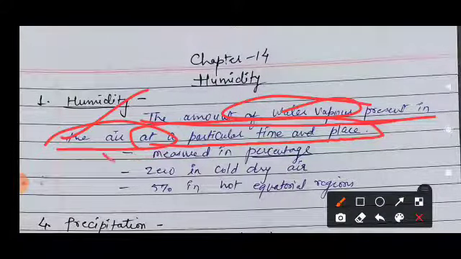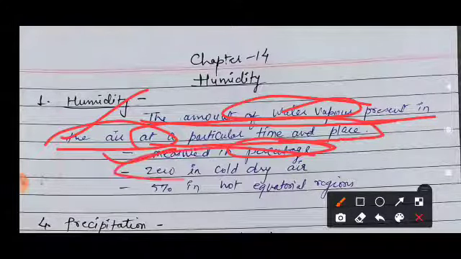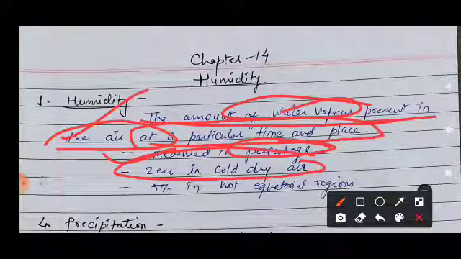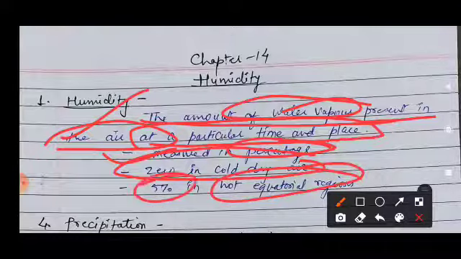Then how can we measure it? It can be measured by percentage. Okay, it is measured in percentage, and we know that very well because it depends on the air. So it is 0% in cold dry air, and if we talk about the hot equatorial region, it is 5%. Okay, so this is a percentage.